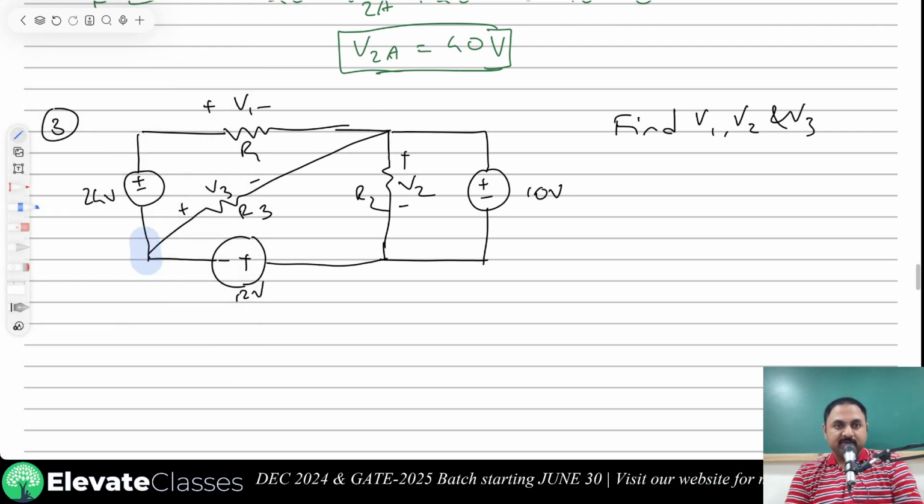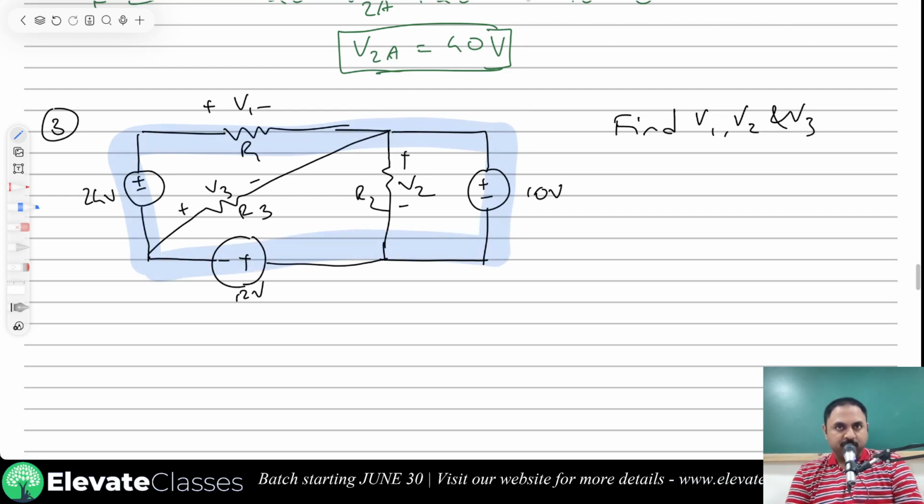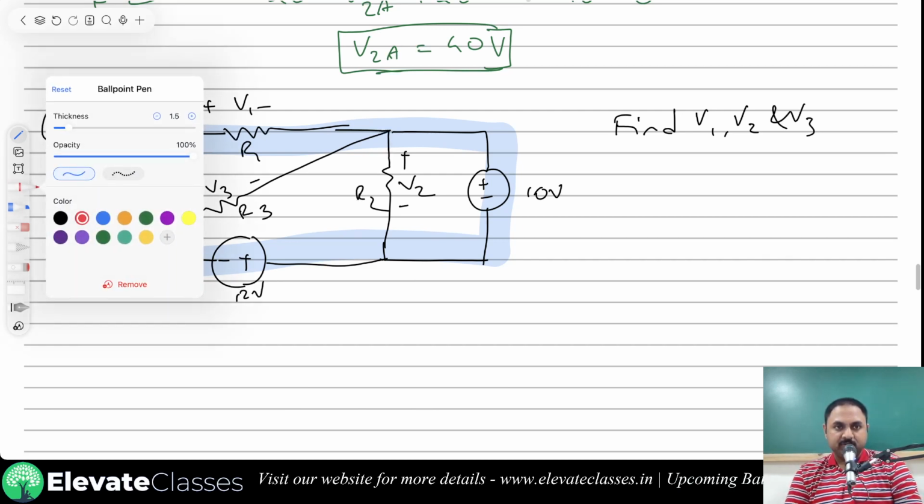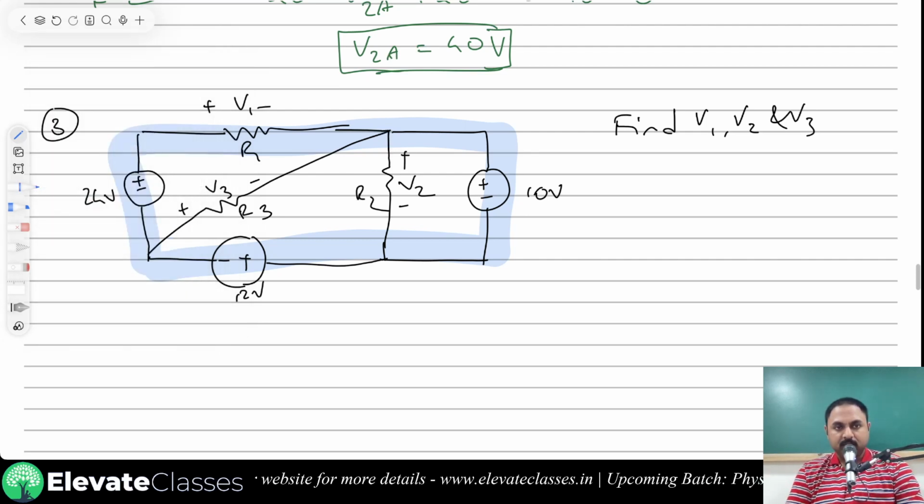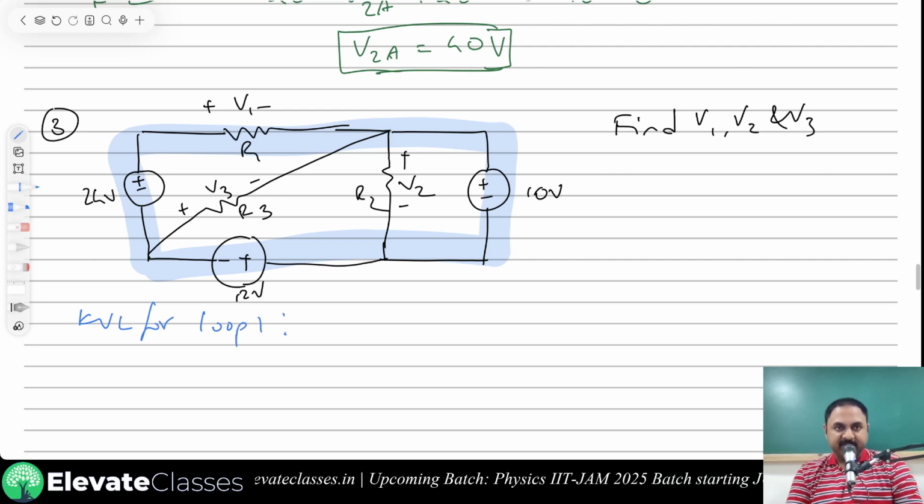So first I'm going to move in this direction. Why do I choose this loop? Because I have a closed loop and I have only one unknown quantity here. That's why I have chosen this loop. So let me write down the KVL for loop 1. Let's start from this point.